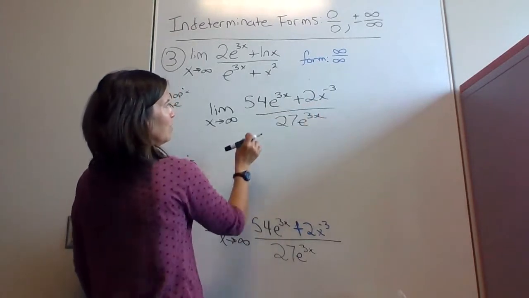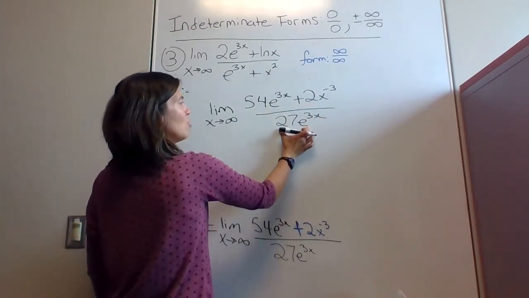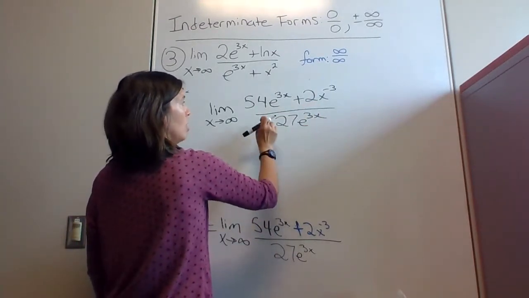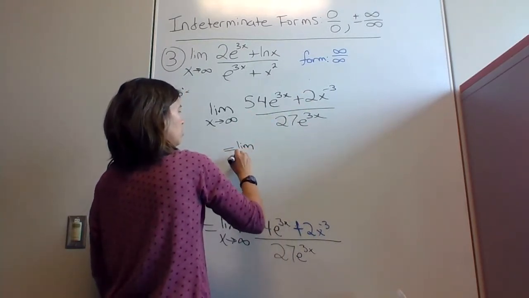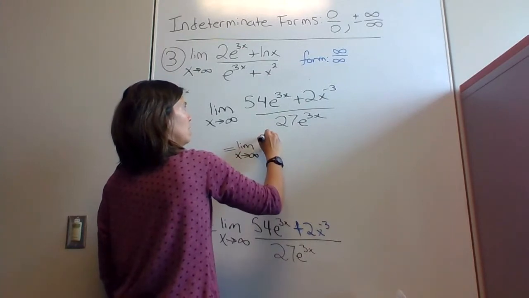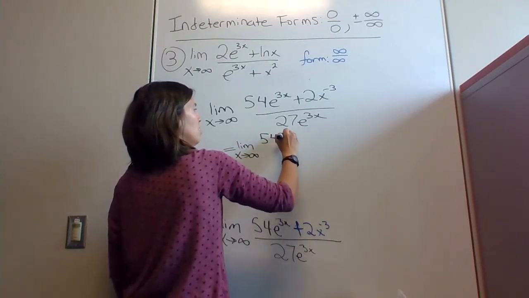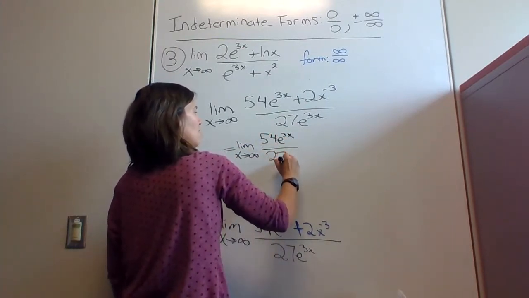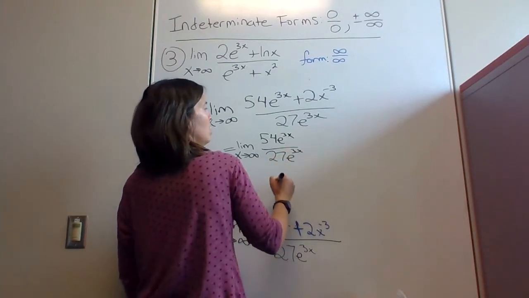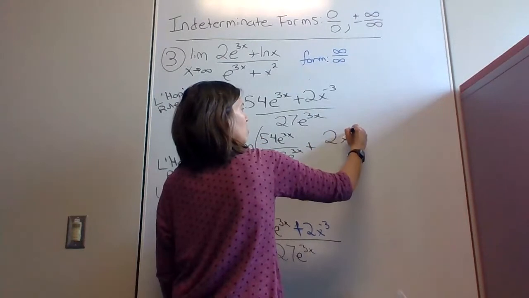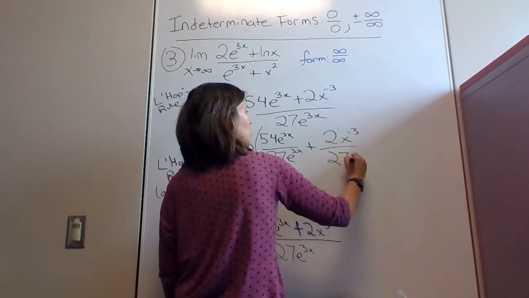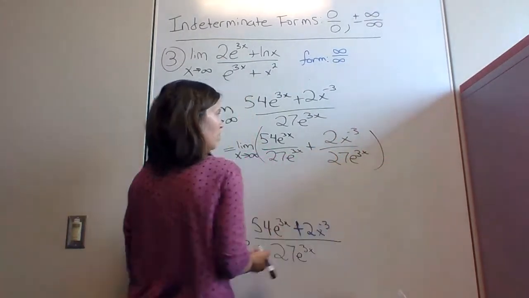Anyway, okay, back to the problem at hand. When we've got just one term in the denominator like this, I could divide this into like two separate fractions. I can break this apart. So this is the limit as x approaches infinity of 54 e to the 3x over 27 e to the 3x plus 2x to the negative 3 over 27 e to the 3x.